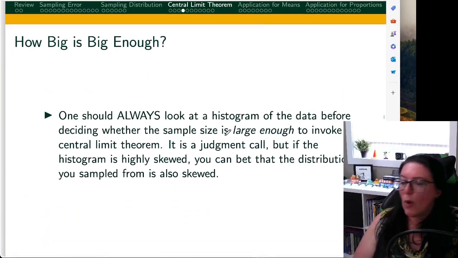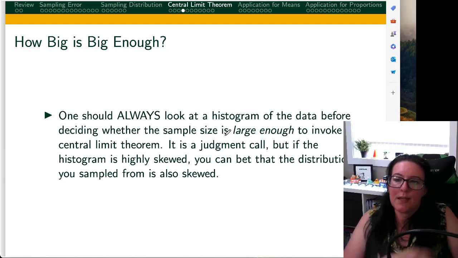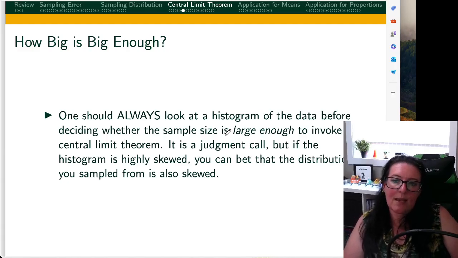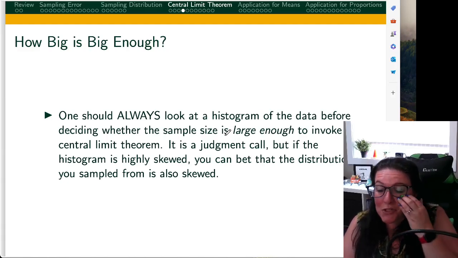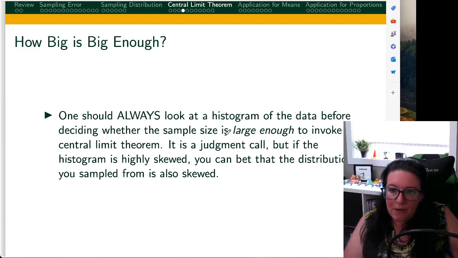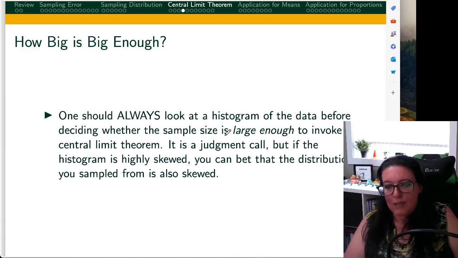Okay. So how big is big enough? Well, you should always look at the histogram of the data for your sample before deciding, or histogram of previous information collected from that population. What do you already know about that population before you are deciding which sample size is large enough? Okay, so it is a bit of a judgment call. If the histogram of your underlying data is highly skewed, then the distribution you sample from will also be skewed, in which case you're going to need a bigger sample size.